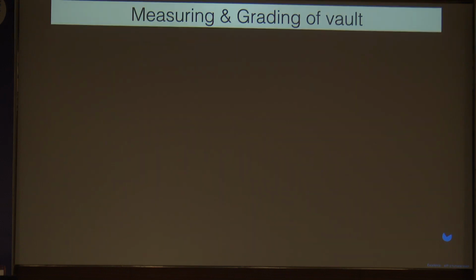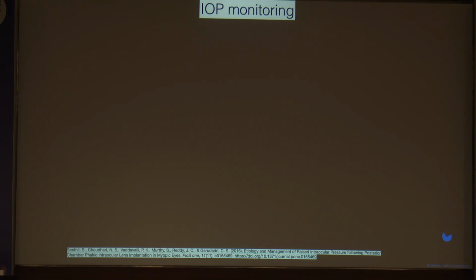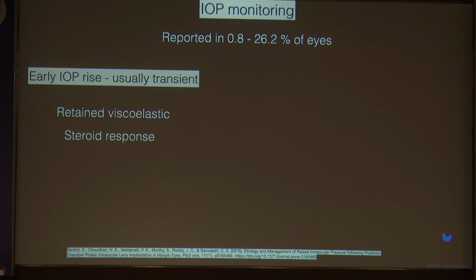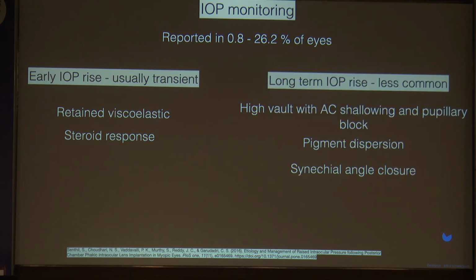Post-operatively, like I said, and Nikunj also pointed out, it's the vault that is the most important, and you want the vault to be between half to 1.5 times of corneal thickness. Also monitor the IOP. You quite commonly do have early IOP rise, which is either because of viscoelastic or steroid response. Long-term IOP rise is much less common, and usually it happens if you have a high vault and AC shallowing or pigment dispersion because of the high vault.